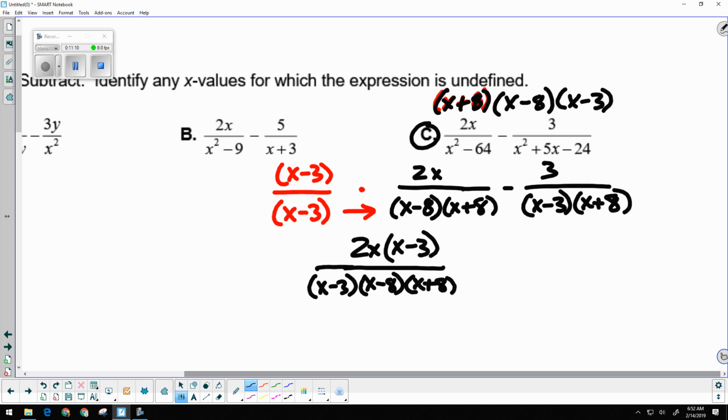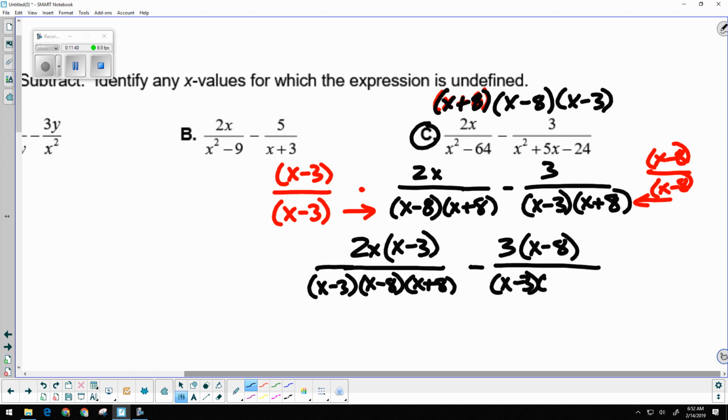Now, over here, what is this denominator missing? It's missing the x minus 8. So I've got to multiply this times x minus 8, both the top and the bottom. That's going to result in my numerator, 3 times x minus 8 over x minus 3 times x minus 8 times x plus 8.